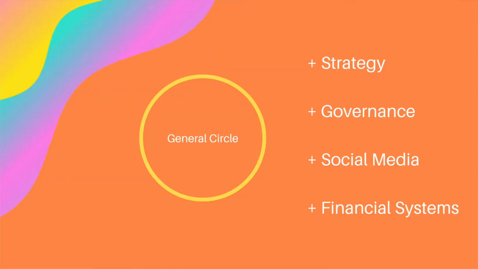As we were meeting as the general circle, we started finding that there were other groups that started needing to meet outside of that. So we identified 4 additional groups that we wanted to create. We found a need for strategy. Who was going to keep us moving towards a specific goal and target on a timeline?